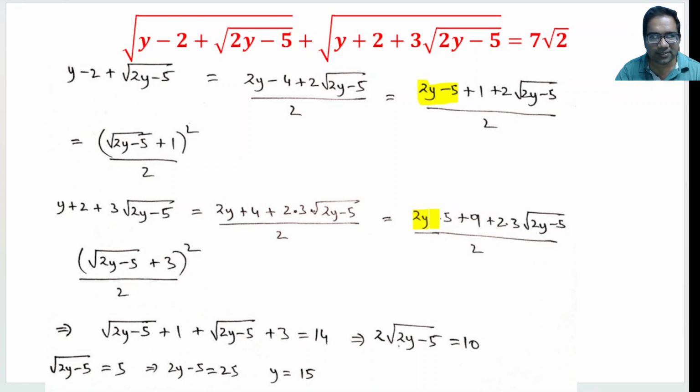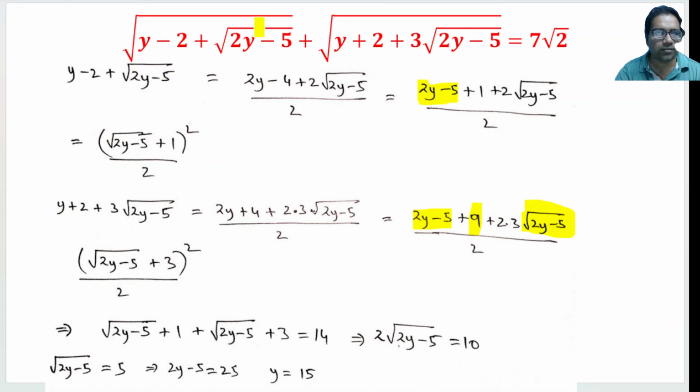Now again, see, this is a square. If a is under root 2y minus 5, then this is b square, where b square is 9. So this is a square plus b square plus 2ab, and b is 3. Then this entire expression has become under root 2y minus 5 plus 3, whole square, by 2 again. So now these two inside parts we have simplified. Let's take the overall root also.